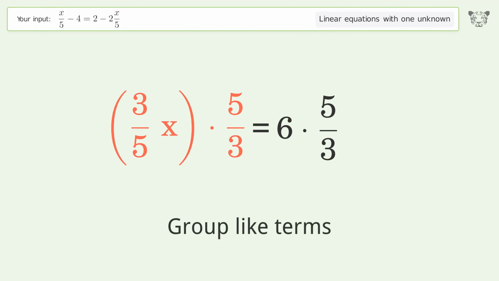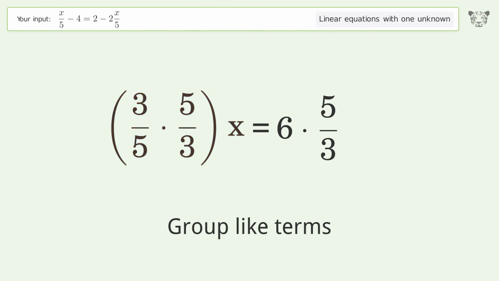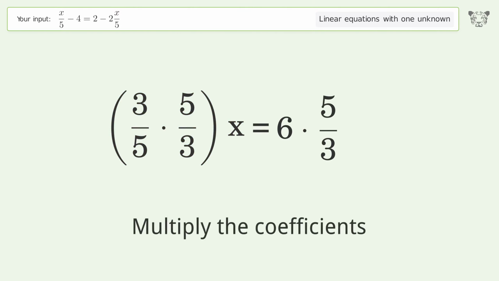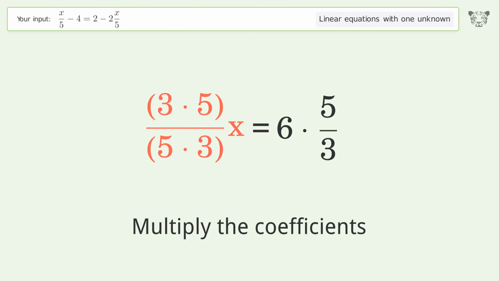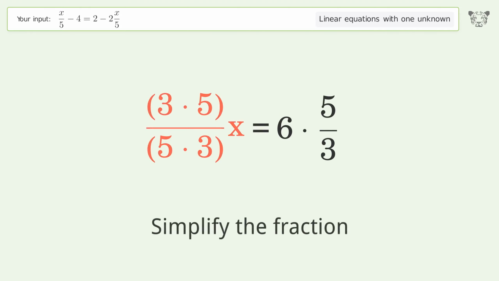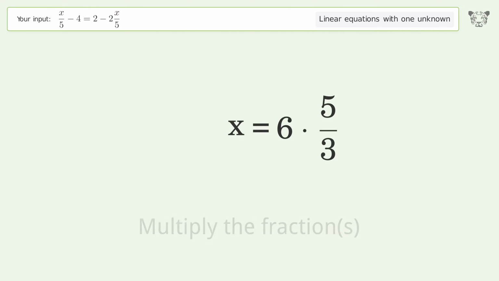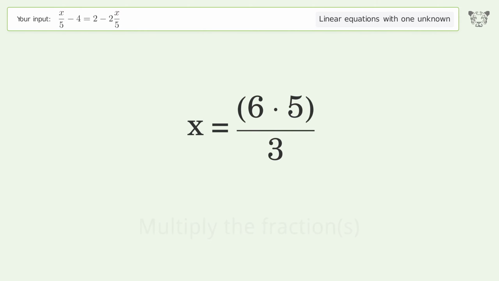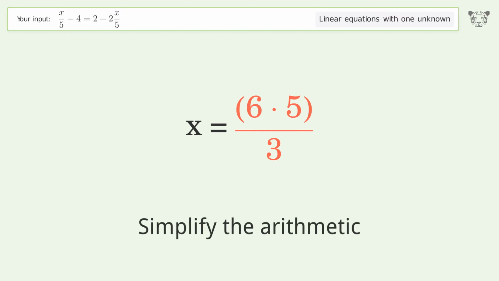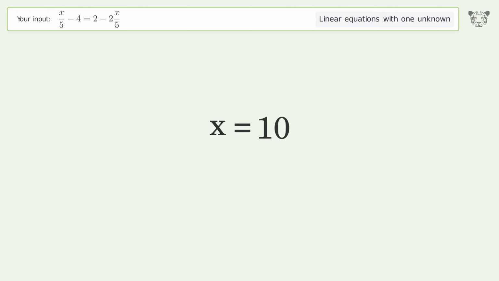Group like terms. Multiply the coefficients. Simplify the fraction. Multiply the fractions. Simplify the arithmetic. And so the final result is x equals 10.